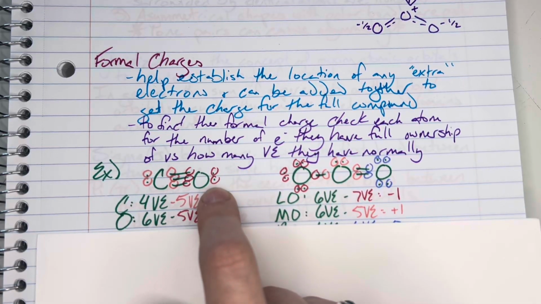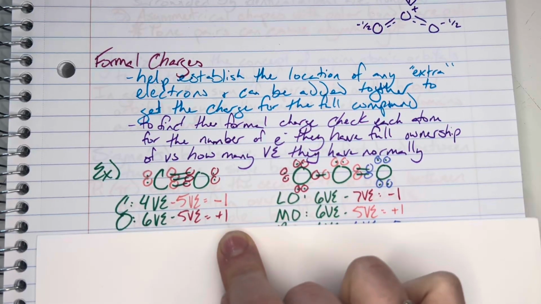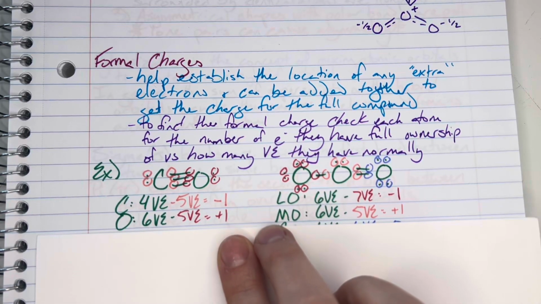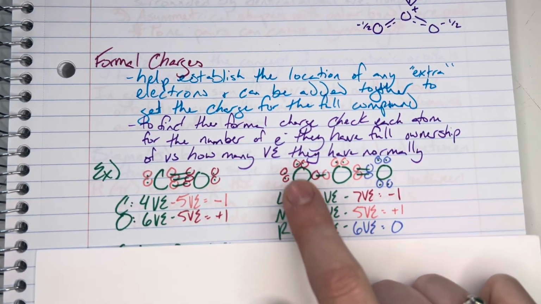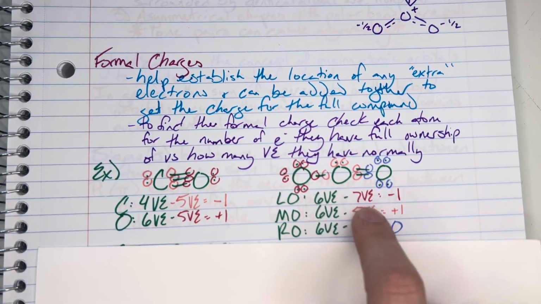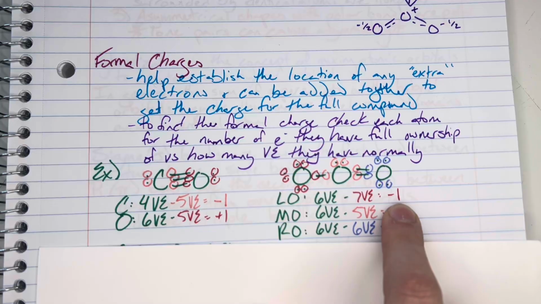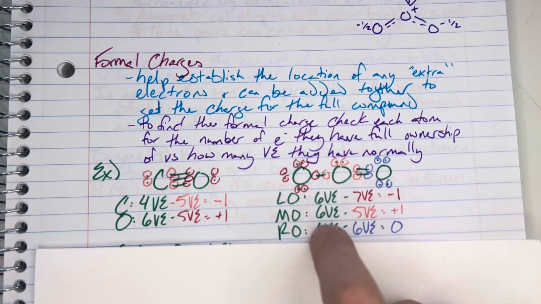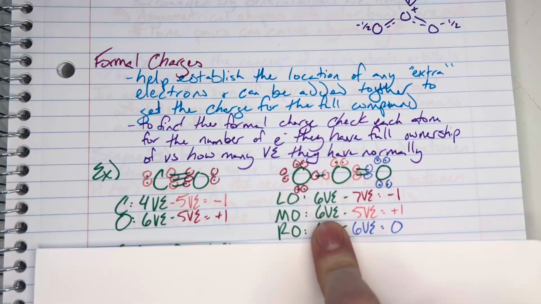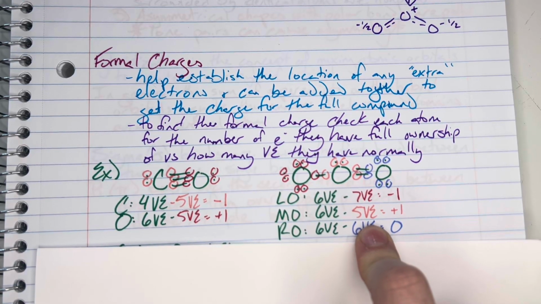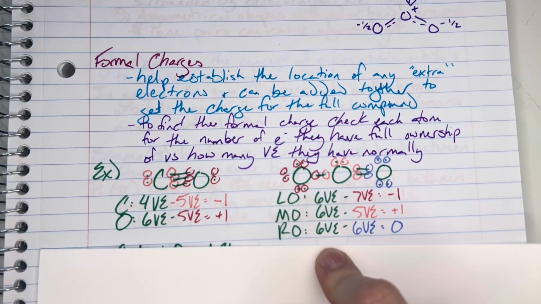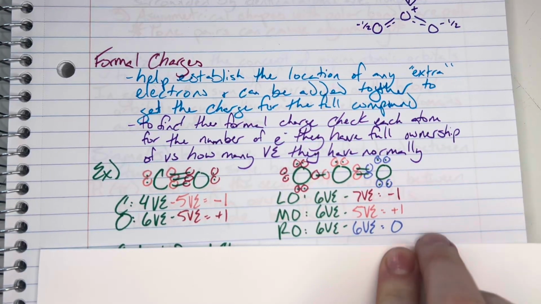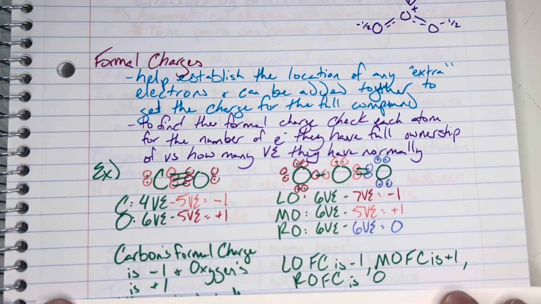However, in this particular structure, oxygen only has access to 5, as denoted by the circles in red. So it has access to 1 less electron than it normally would, so it would have a formal charge of +1. My left oxygen for my ozone, I should have 6, but I have access to 7, so my formal charge is -1. My middle oxygen, normally I have access to 6, but right now I only have access to 5, so my formal charge is +1. And then my right oxygen, I should have access to 6, and I do have access to 6, so my formal charge is going to be 0.